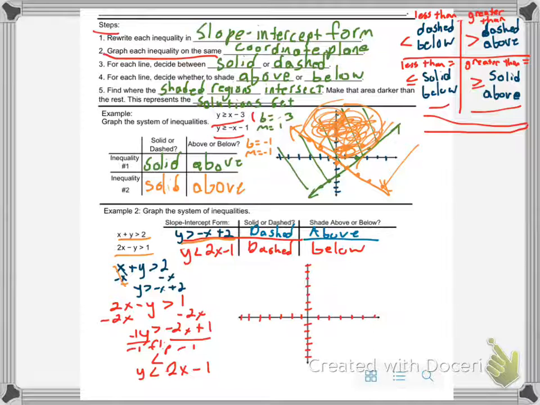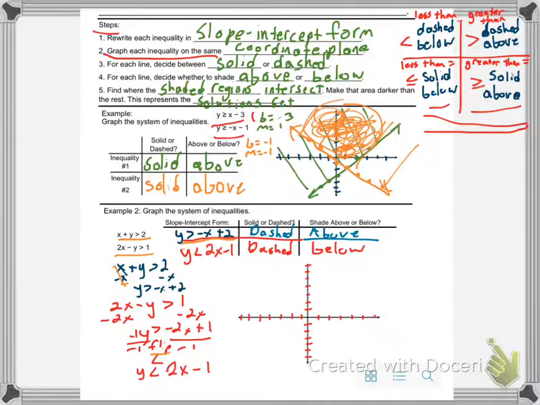And our second equation, I subtracted 2x, and then I divided by -1. And when I divide with a negative, I have to flip my sign. And that'll be y is less than 2x minus 1. And that's also dashed and below. So I can graph both of my equations.